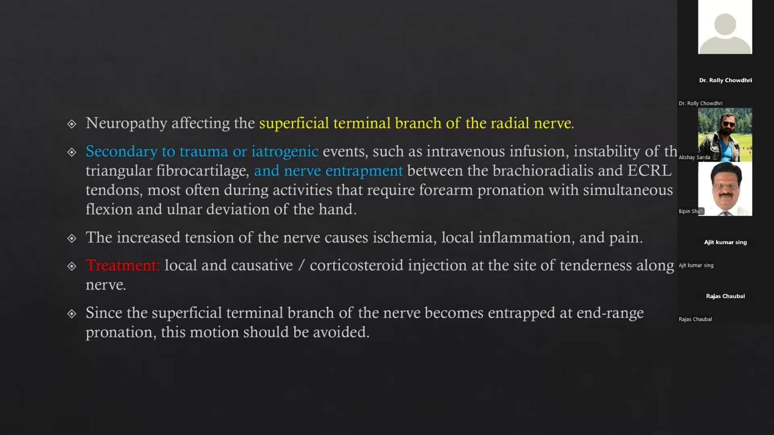The closest differential for de Quervain's, or the condition which presents exactly like de Quervain's, is the pathology related to the superficial branch of radial nerve. So it's a neuropathy affecting that branch. The common etiologies are usually trauma or iatrogenic events such as intravenous infusions. There may be entrapment of the nerve.